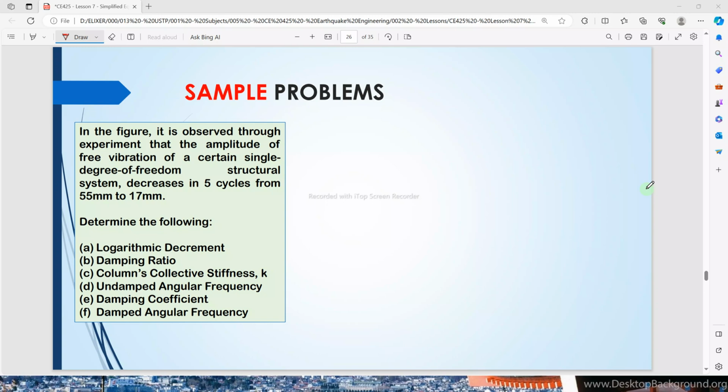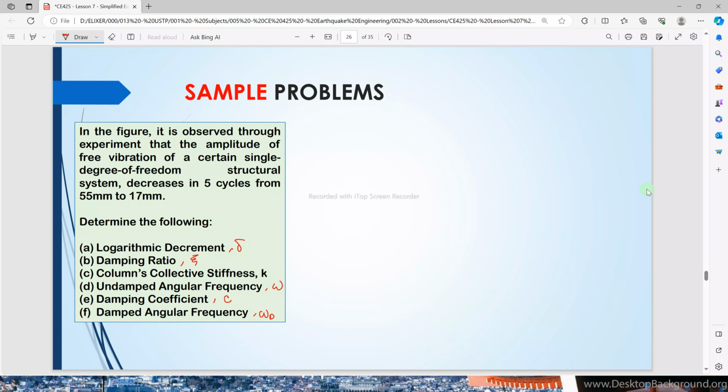And then afterwards, we are asked to find the logarithmic decrement delta, damping ratio psi, columns collective stiffness k, damping coefficient c, undamped angular frequency omega, and the damped angular frequency omega d.